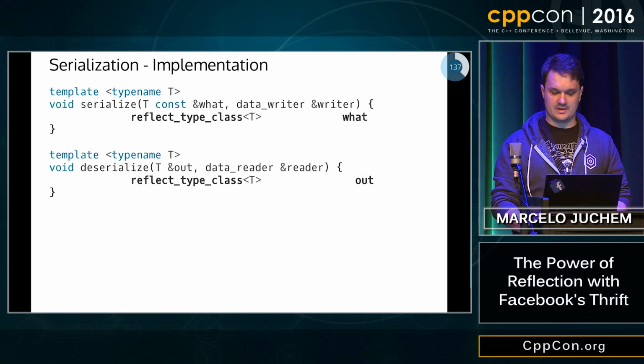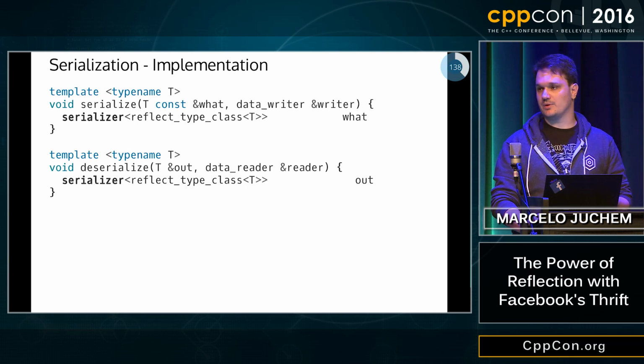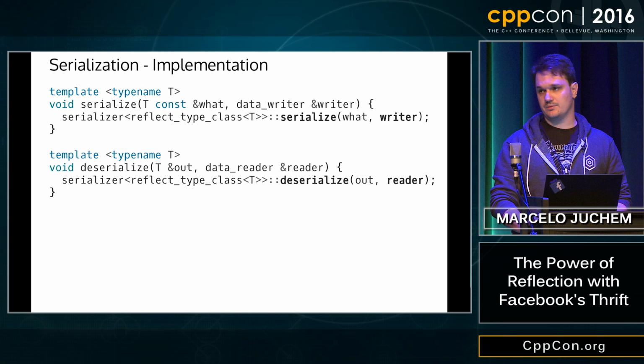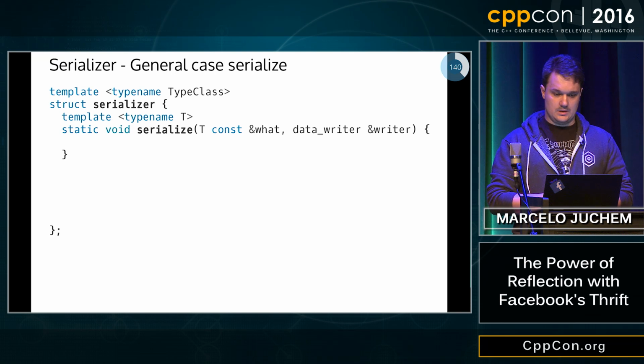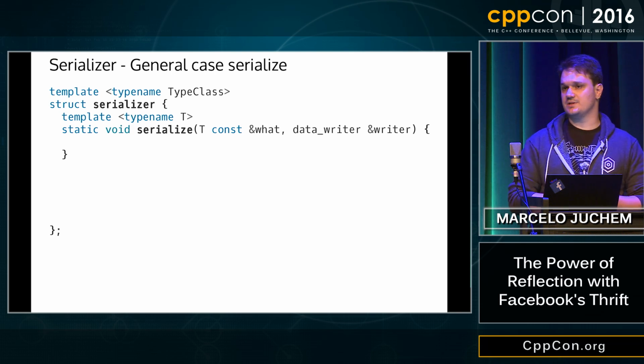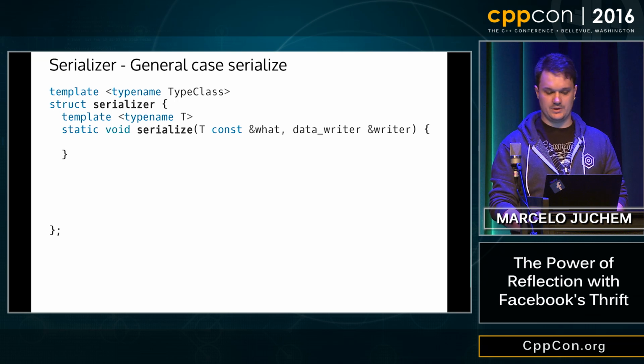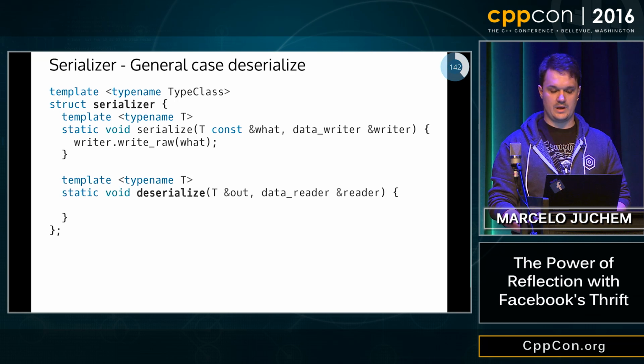Pretty much the same thing as the JSON printer. We figure out the type class of whatever we have, and we forward it to the proper serializer specialization, calling either serialize or deserialize, passing along the writer or reader. So the general case is pretty much like integers and doubles. What do we do? We write it raw, and we read it raw, and that's it.